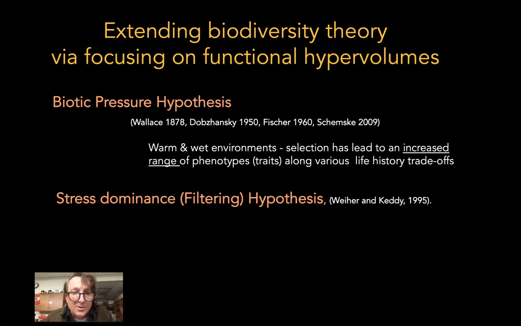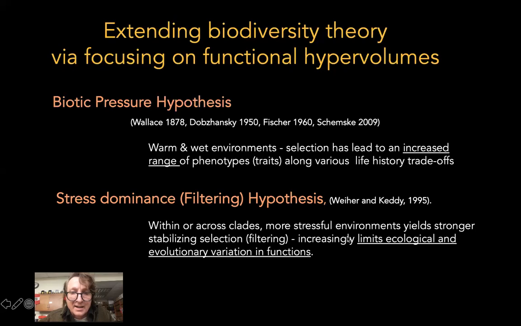Another opposing hypothesis is the stress dominance or filtering hypothesis, saying that in more stressful environments, and so in really species-poor environments, you would expect stronger filtering or stronger stabilizing selection, and that would place more of a limit on the functions or traits present. So immediately we can cast different hypotheses that have been present in the literature for a very long time, based on species richness, and recast them in terms of traits. And now there are quite a few studies trying to do this.